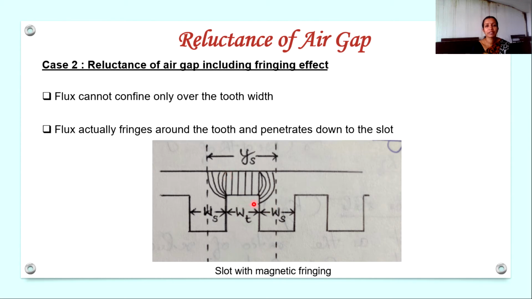So here also the effective slot pitch changes. It will be different from what we have seen in the previous case. So we have to calculate the effective slot pitch. By seeing this diagram, we cannot write the exact expression for the effective slot pitch, because the flux is non-uniformly distributed. So this is the non-uniform distribution, and we cannot write an exact expression for slot pitch from this diagram.